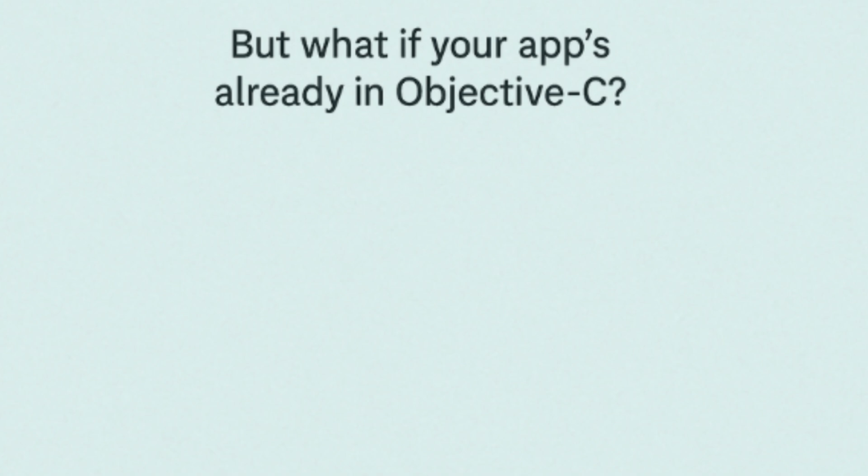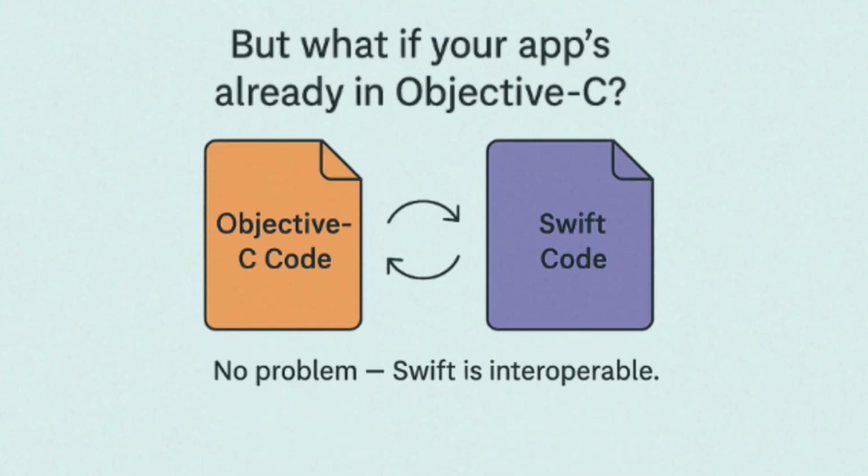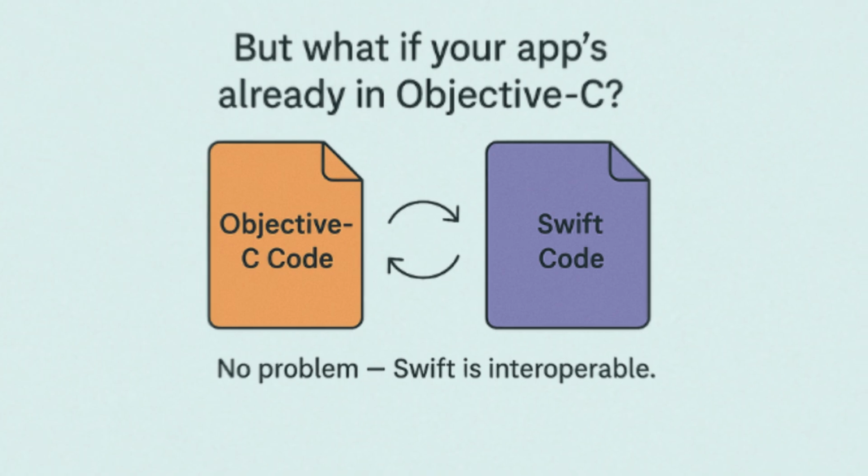But what if your app's already in Objective-C? No problem. Swift is interoperable. You can call Objective-C code from Swift and vice versa. Use bridging headers, and you can modernize gradually. This means new features in Swift, legacy code in Objective-C, no full rewrite needed.